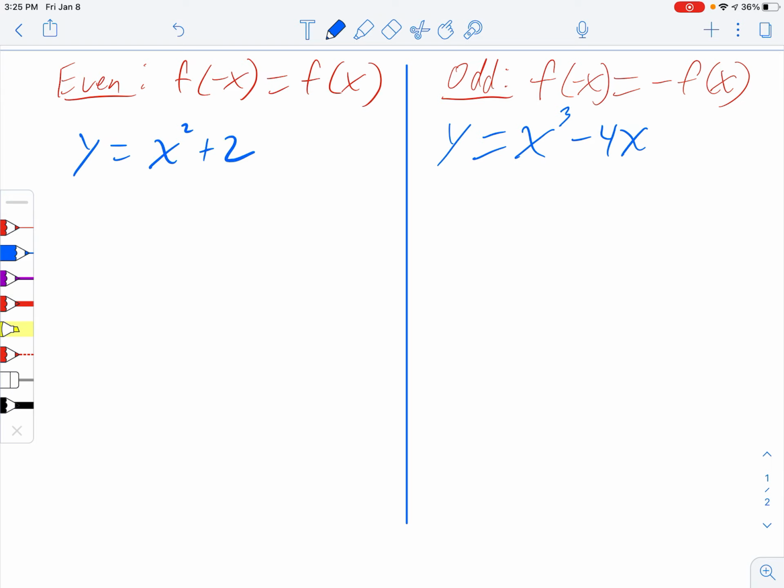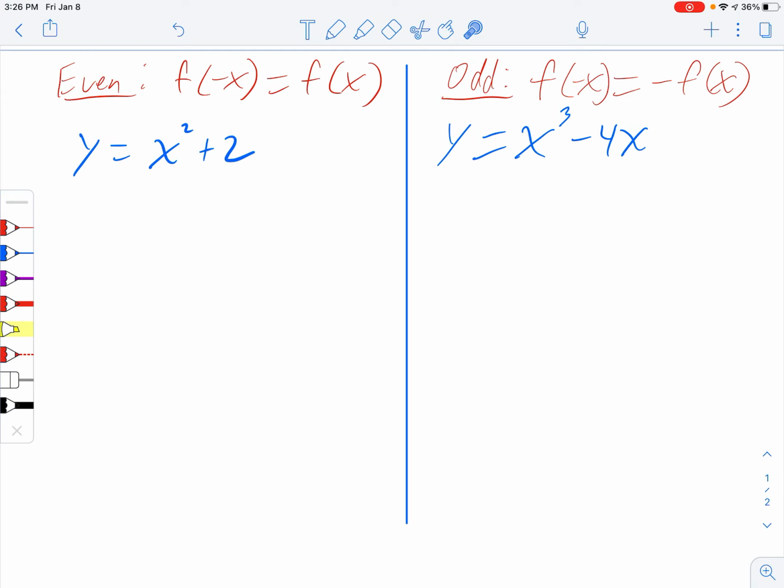I'm going to give you another way to determine whether a function is even, odd, or neither. This is probably the quickest, easiest way to do it. So in terms of just, hey, I need to get an answer and go, this is probably your best bet. In this example, what we're going to do is look at the degree of each term in the polynomial or in the expression. So over here, let's look at this first example, y equals x squared plus 2.